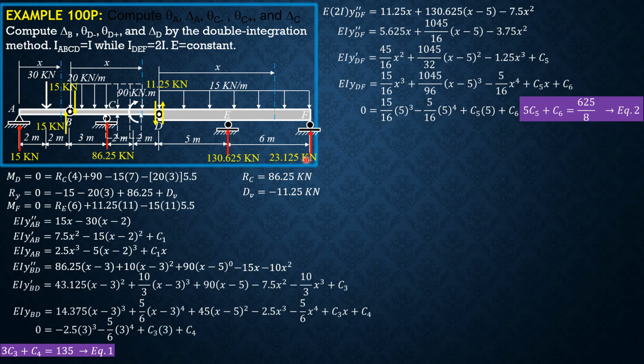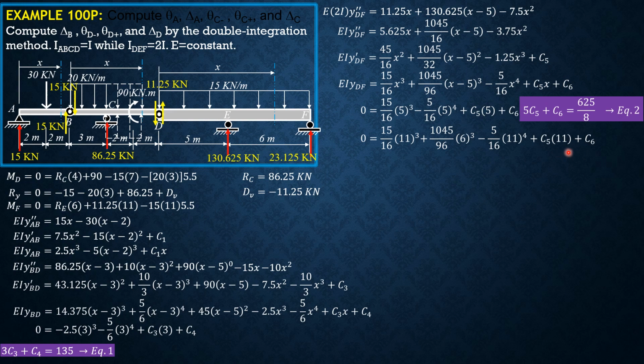Then when x is 11 in DF, y is 0. So 0 equals 15 over 16, 11 cubed, plus 1045 over 96, 6 cubed (11 minus 5 is 6), then minus 5 over 16 times 11 to the fourth, plus c sub 5 times 11, plus c sub 6.